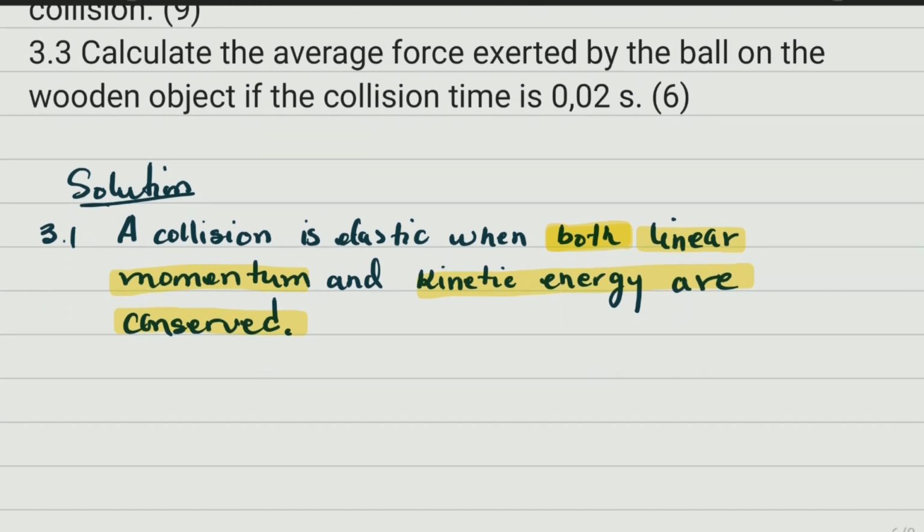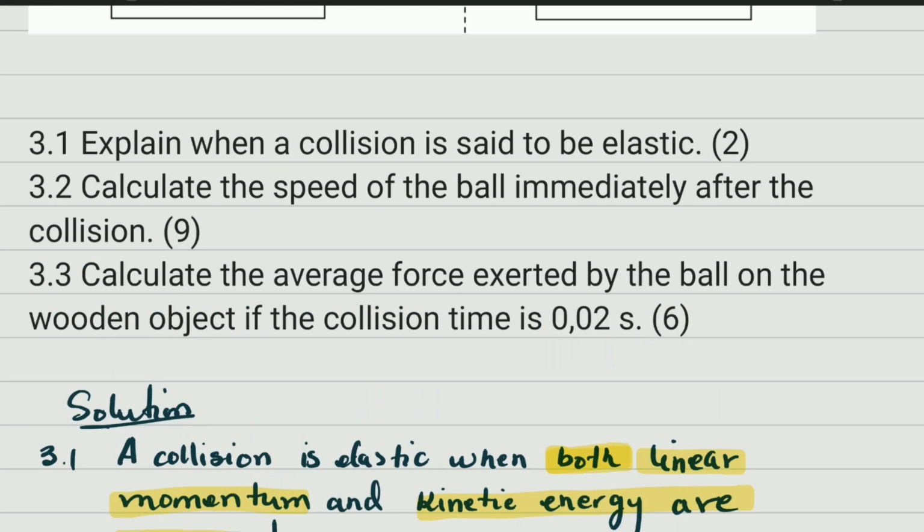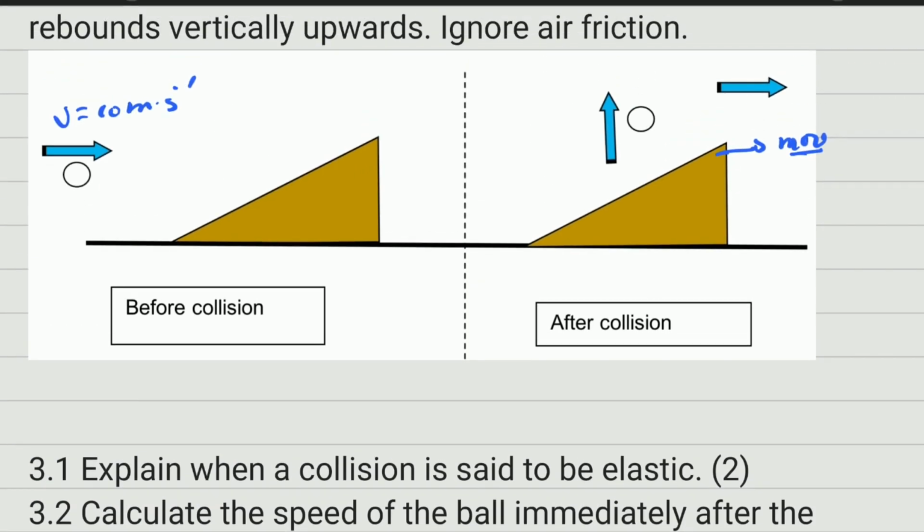The second question says calculate the speed of the ball immediately after the collision. So if we go to 3.2, all they want is to calculate the final speed of the ball after the collision. Now I want you to note something in the picture: the ball is moving straight upward after the collision. So this final velocity here is what they're looking for.